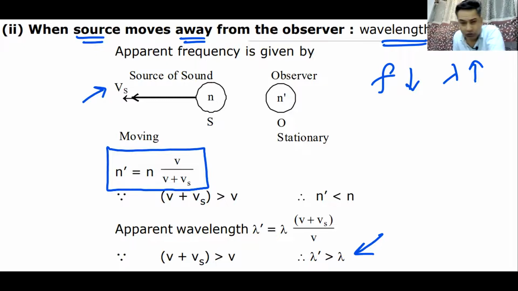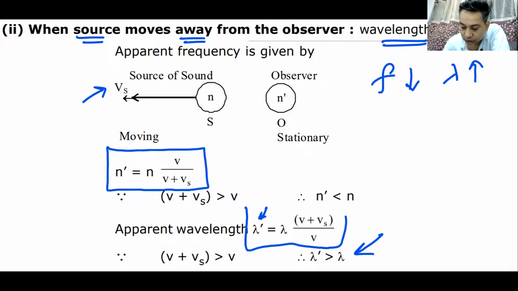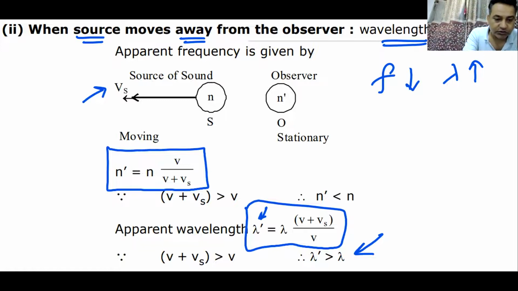Do we understand this? Yes or no? Understood, sir. Well done. The apparent wavelength will be given by this formula. It is the inverse of the formula of frequency. Do we see this? I'll give you 2 minutes to note it down. Remember, we are only dealing with the case where the source is moving. In case number 1, source was moving towards the observer. In case number 2, source is moving away from the observer. I'll give you a minute to note it down.